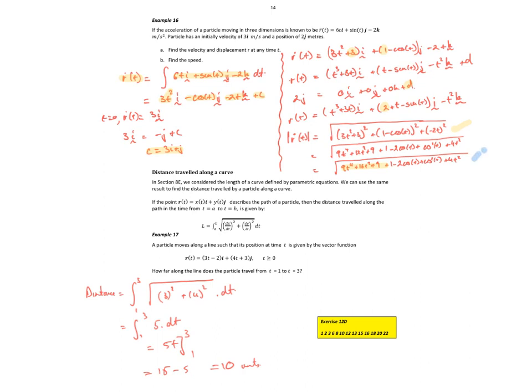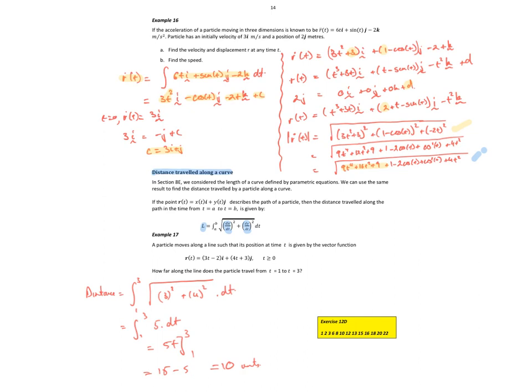Final little application is the distance travelled along a curve. So it's the curve length almost, okay? We've done something similar in integration with methods, the length of the curve. So it's the same sort of thing. It's the derivative of each parameter with respect to t, squared and then square rooted.